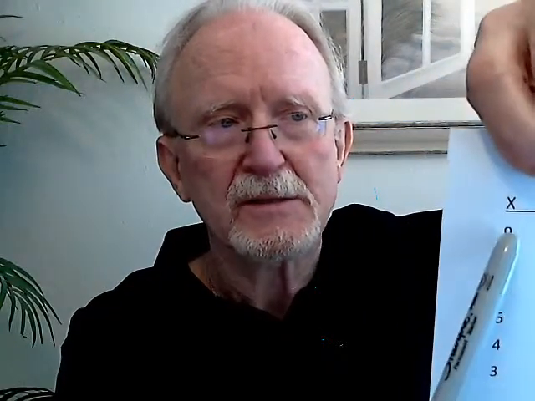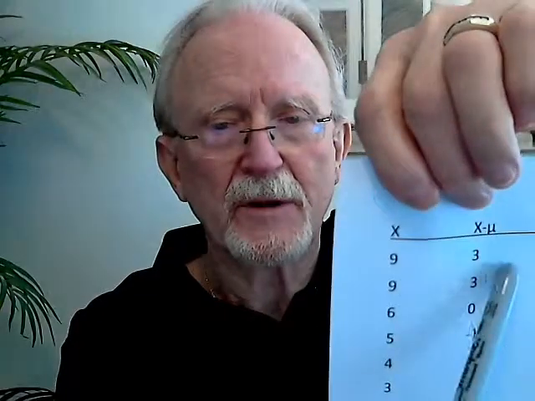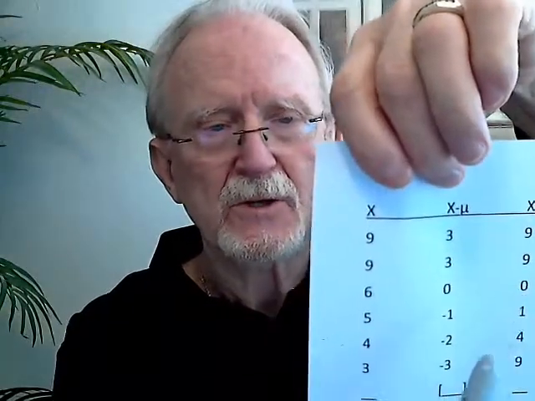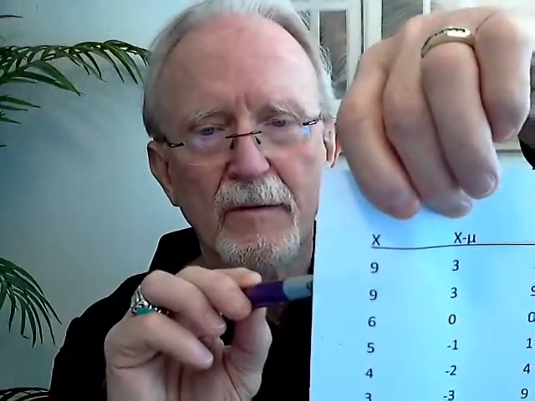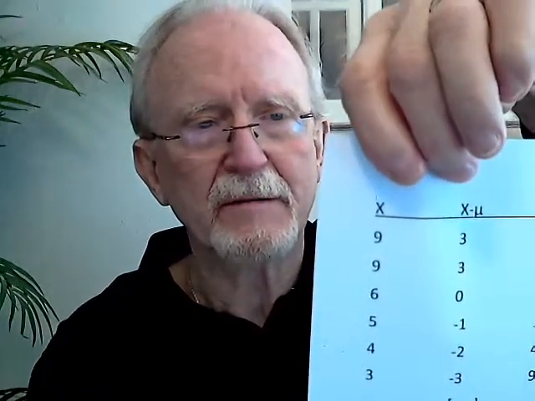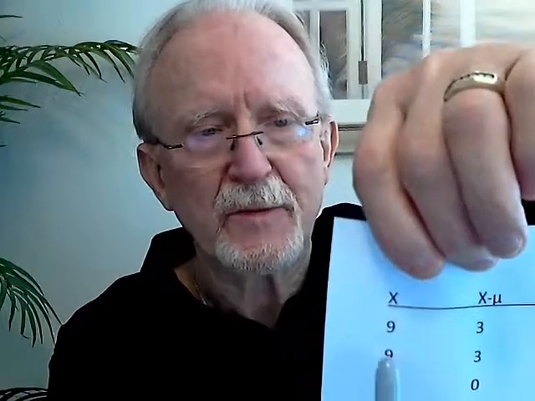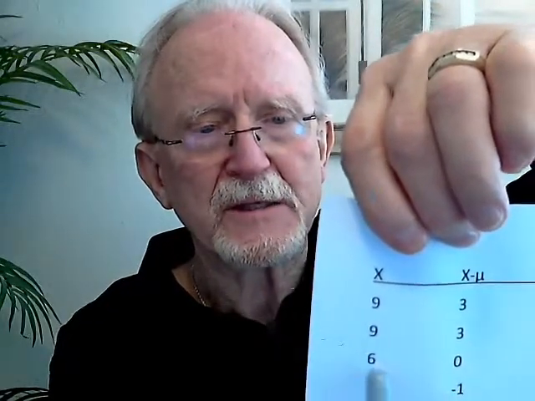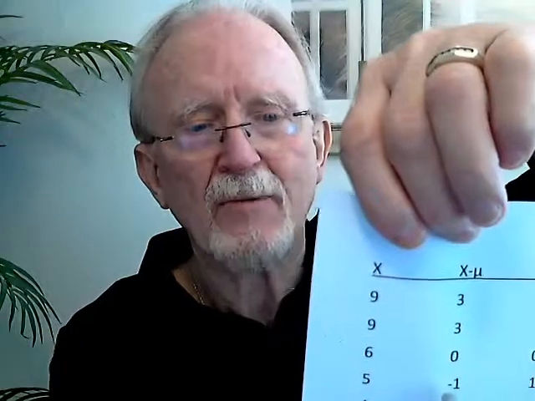Okay. Now the next thing we need to do is subtract the average, the mean, from each of these scores. We've gotten the average from this column of 6. Now we're going to subtract it from each score and put the difference here. So it's going to be the score minus the mean. Okay, so we subtract 6 from 9, we get 3. 6 from 9, we get 3. 6 from 6, we get 0. 6 from 5, we get -1.